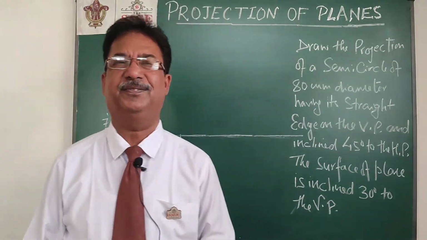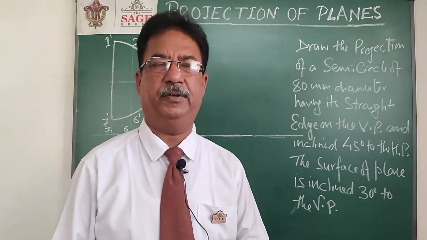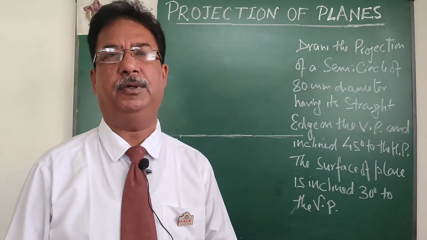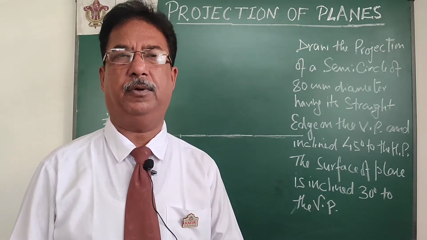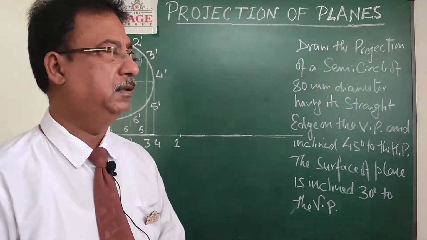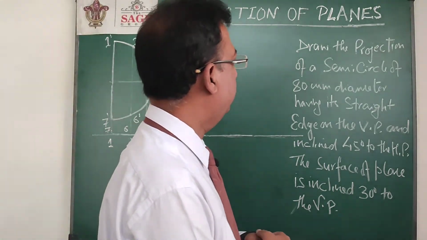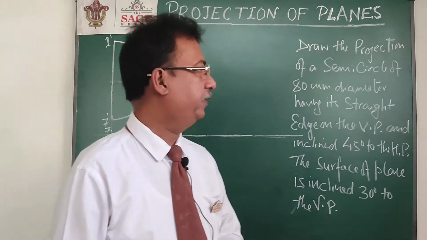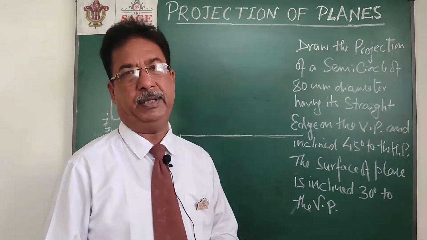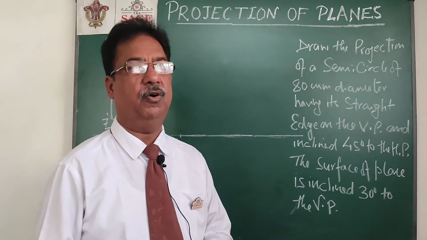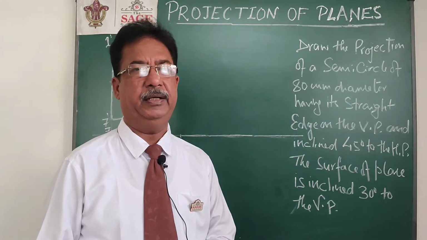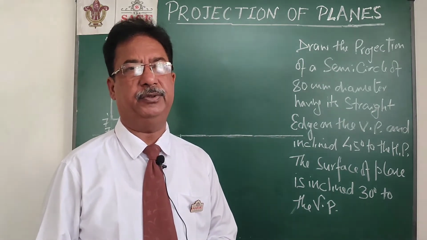Hello students, so here I am once again with another problem on projection of planes. This time I am going to take a problem of a semicircle. Look at the problem. The problem is: draw the projection of a semicircle of 80 mm diameter having its straight edge on the VP and inclined at 45 degree to the HP.